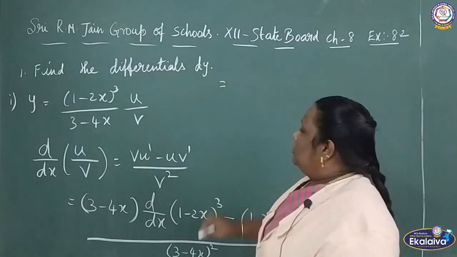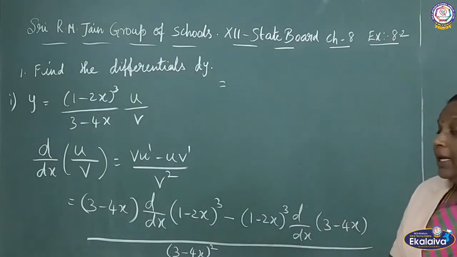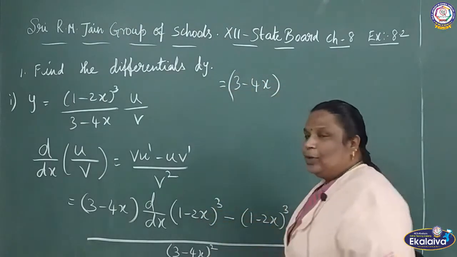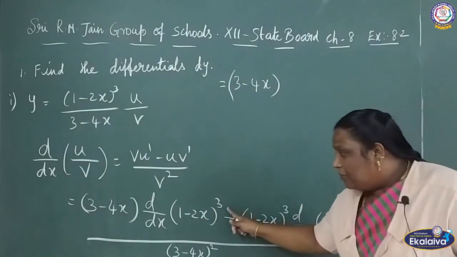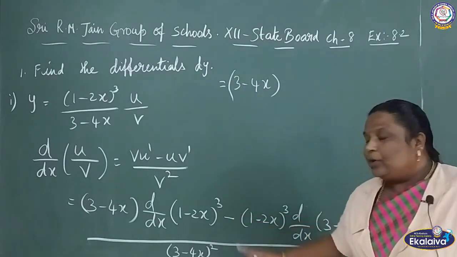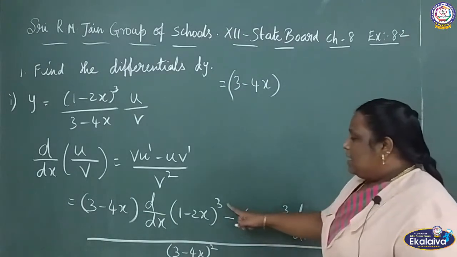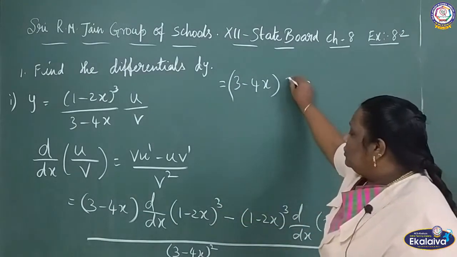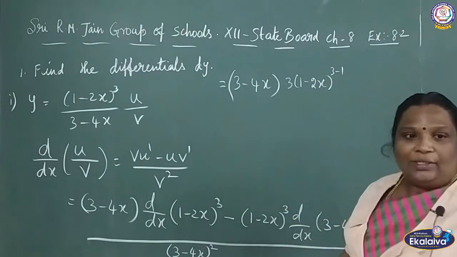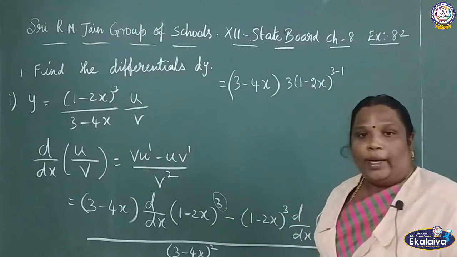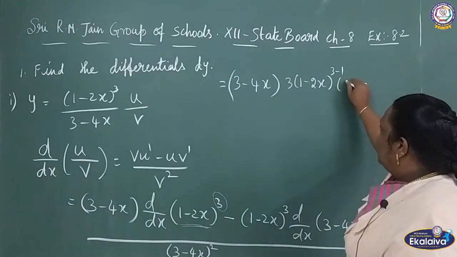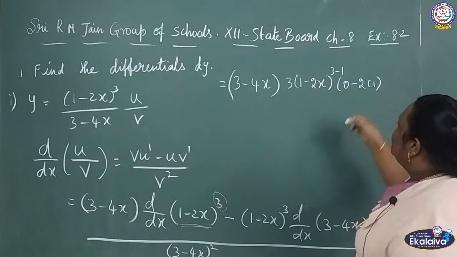See, you brush up your thing. See here, 3 minus 4x. How can you differentiate this one? Yeah, it is in a power form. Successive differentiation, chain rule differentiation. First you can differentiate the power: n into x power n minus 1. So, 3 into (1 minus 2x) whole power 3 minus 1. So, the power part is over. Then you move on to the differentiation of 1 minus 2x. It becomes 0 minus 2 into 1.